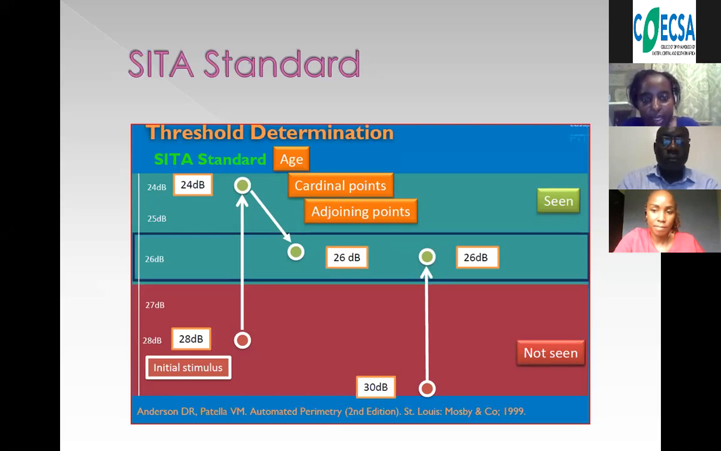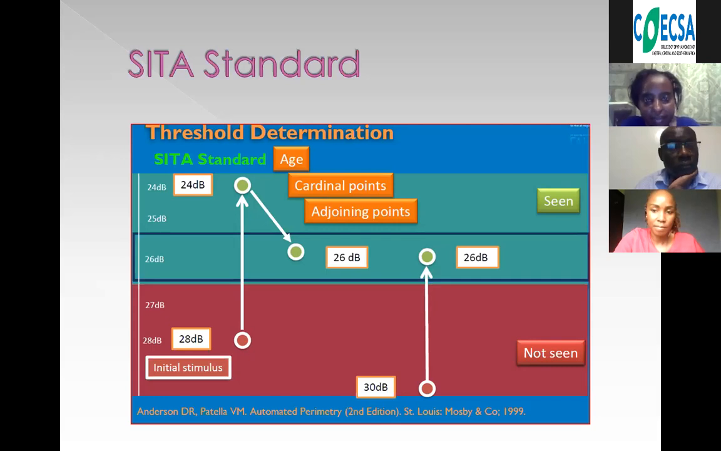So it can go straight away from bright to slightly dim, or it can go from a very dim light to a bright one. So it doesn't really test it twice. It goes straight away from an area of either seen to unseen, or just from unseen to seen. So this makes the test shorter than the full threshold.